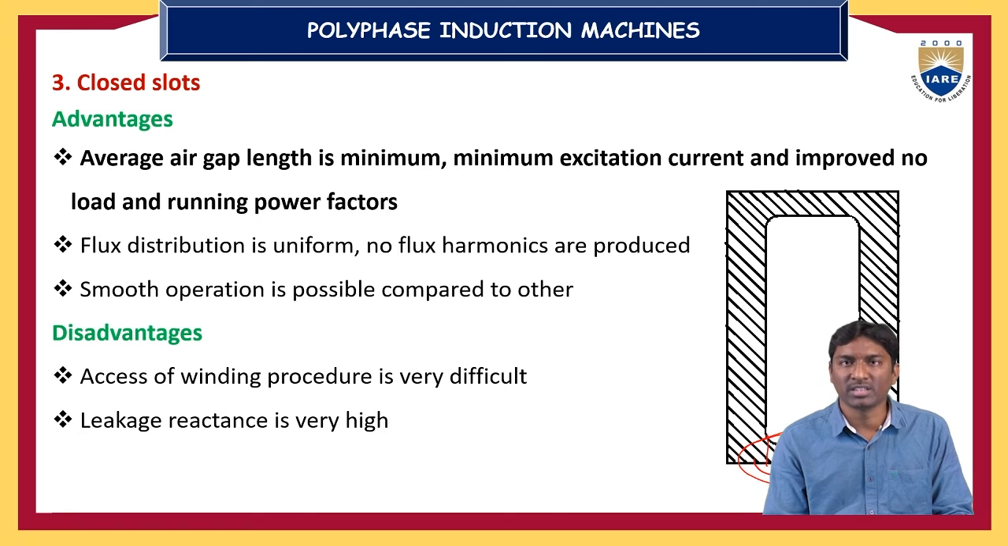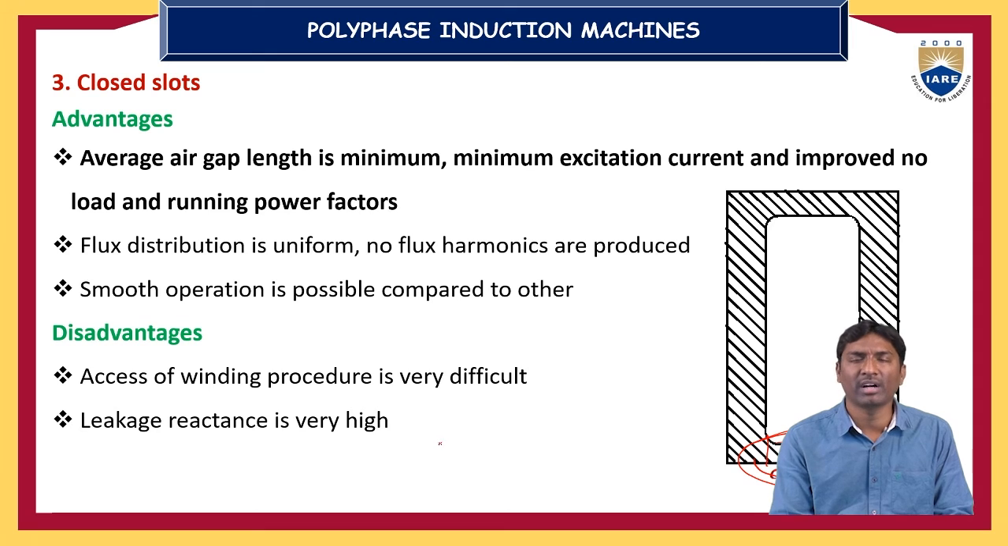In case of the closed slots, the advantage is that the average air gap length is minimum here, because it is totally closed. There is minimum excitation current and improved no load and running power factor. The flux distribution is uniform and no flux harmonics are produced in case of the closed slots. Smooth operation is possible compared to the open type slots as well as the semi-closed slots, because it is totally closed here.